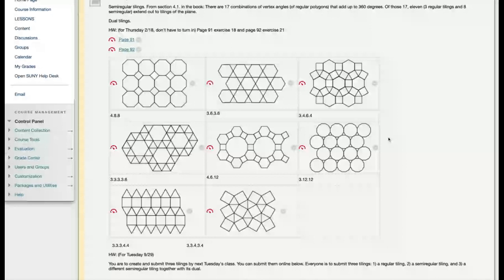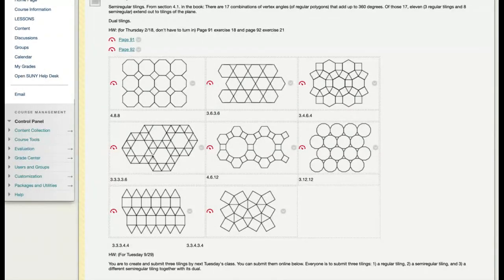I might ask you on a test or something, what is the sum of the vertex angles for this group of regular polygons? Something like that. So for any candidate, let alone actual semi-regular tilings, but any candidate for a semi-regular tiling, the vertex angles would have to add up to 360. So let's go back to this for a little bit more.